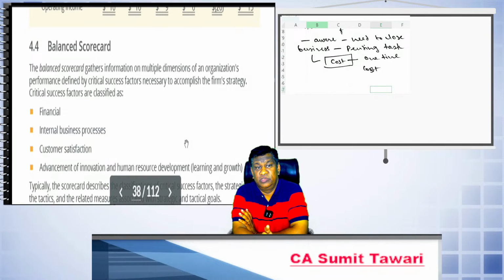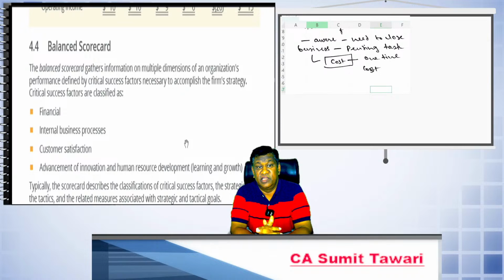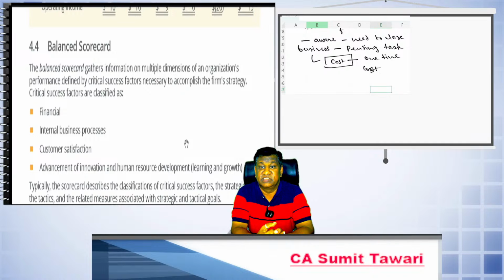These four elements we generally maintain in a balanced scorecard: financial, internal business processes, customer satisfaction, and advancement of innovation and human resource development, that is, learning and growth. That factor is also very important. Typically the scorecard describes the classification of critical success factors, the strategic goals, the tactics, and the related measures associated with strategic and tactical goals.